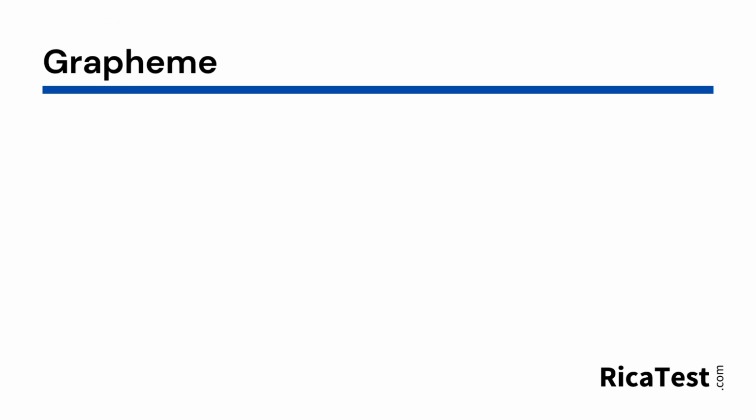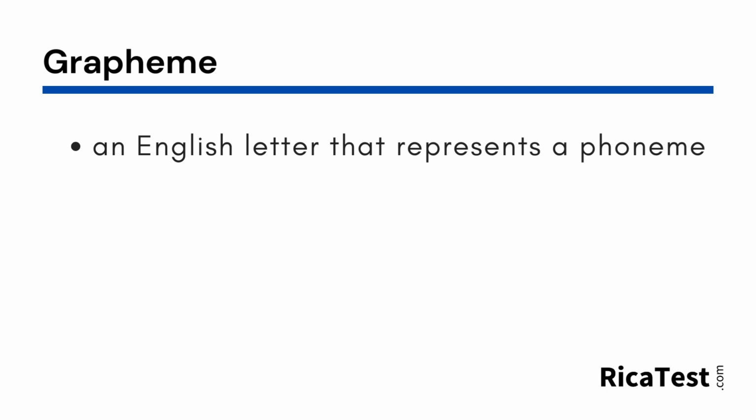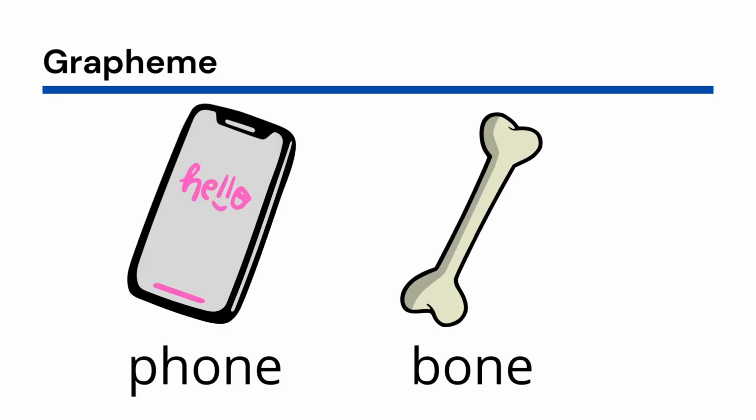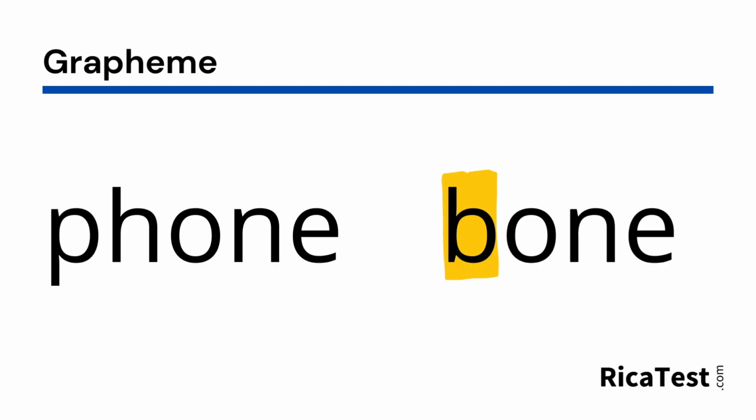A grapheme is an English letter that represents a phoneme. Using the same two examples from above, we can see their graphemes are phone and bone. This also shows us that some graphemes represent one letter, such as b, as in bone, whereas other graphemes represent more than one letter, such as the ph in phone.